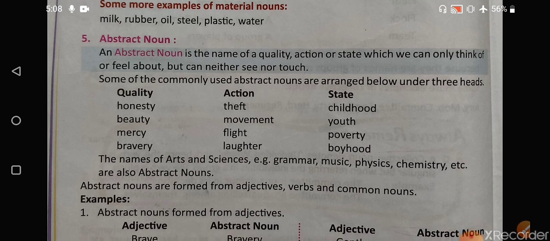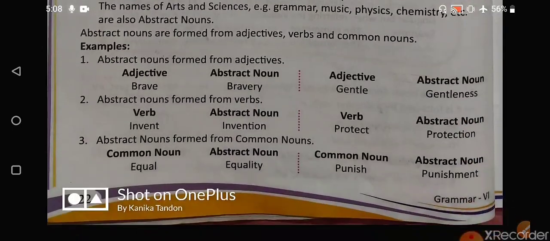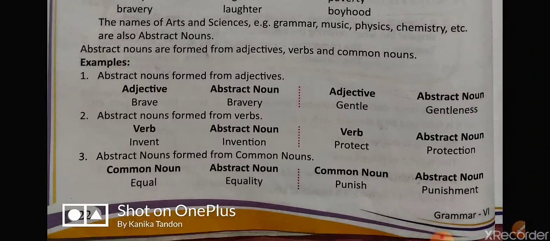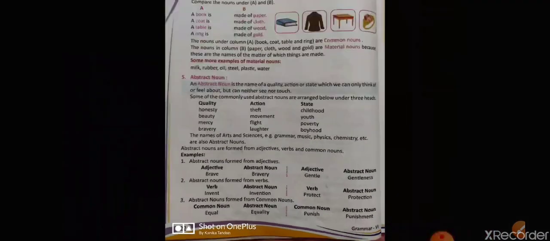Similarly, honesty, theft, beauty, movement, these are all feelings. You cannot see them, you cannot touch them, but you can feel them. Okay, these are the examples of abstract noun. You should read the examples from the book also, because questions in the unit test can come from the book part also. Let us come on to the exercise.